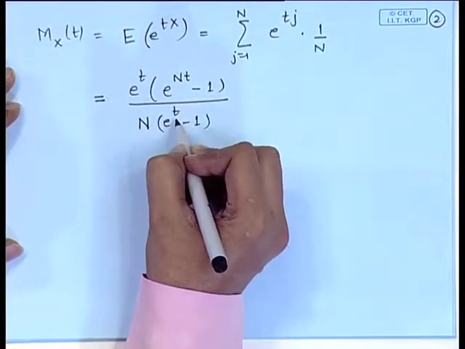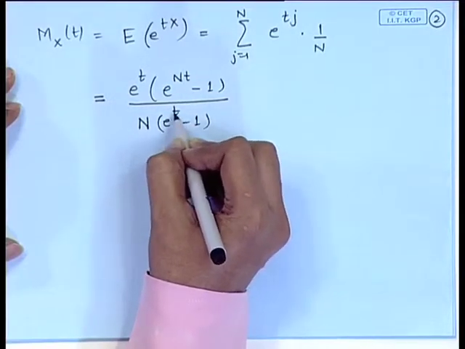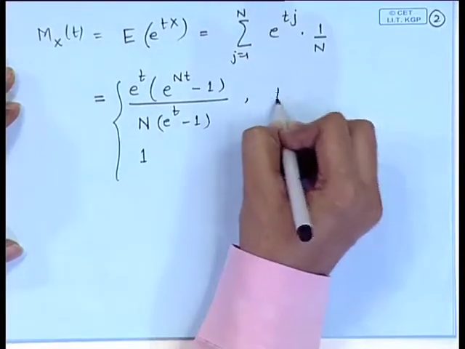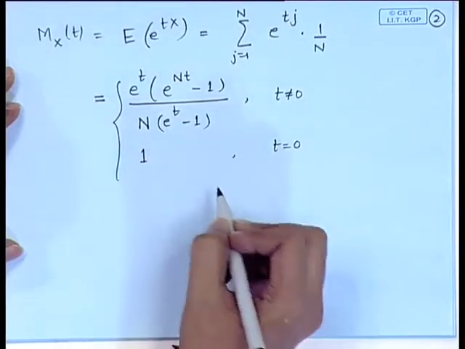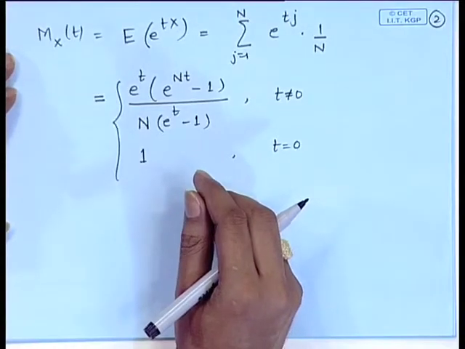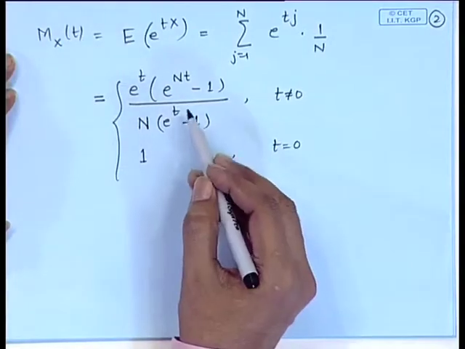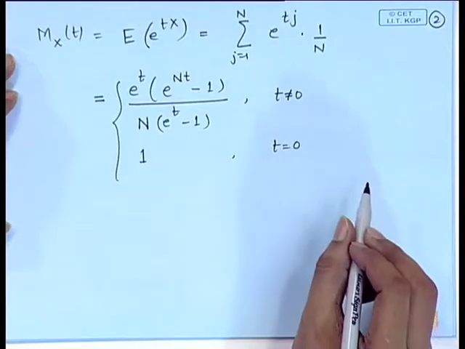Of course, when t is equal to 0, then this is not defined because the denominator becomes 0 and the numerator also becomes 0. So, in that case we write separately. So, this is for t not equal to 0 and for t equal to 0 we specifically write it as 1. The higher order moments of this distribution can also be derived from the expression for the moment generating function, because we can consider a Maclaurin series expansion around t equal to 0, or we can consider derivatives of m x t of various order and put t equal to 0 to get the moment of that particular order.